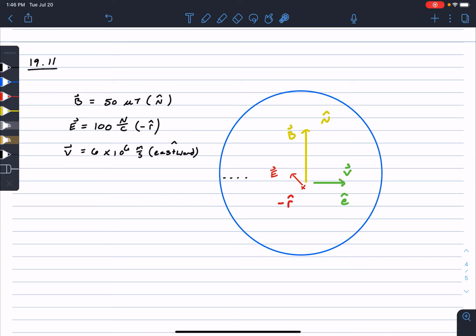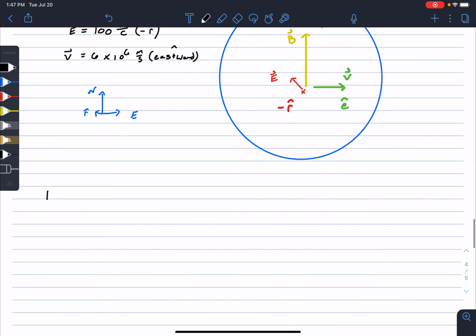And then we're told the velocity. We have one electron moving at 6 times 10 to the 6 meters per second directly eastward, right? So north, east, and then straight down, which I'm calling r hat. Those are all directly perpendicular to each other, so that'll make things a little easier. We are asked to find the gravitational, the electric, and the magnetic forces on the electron.